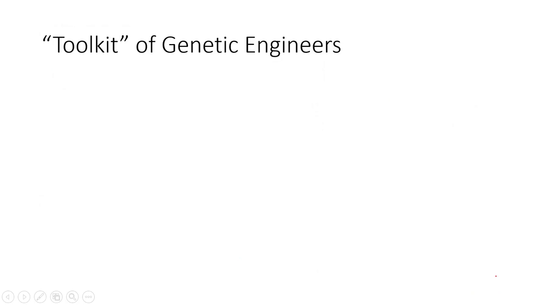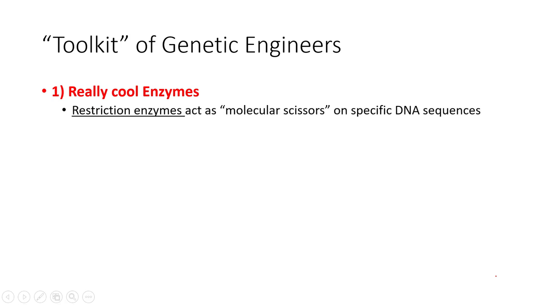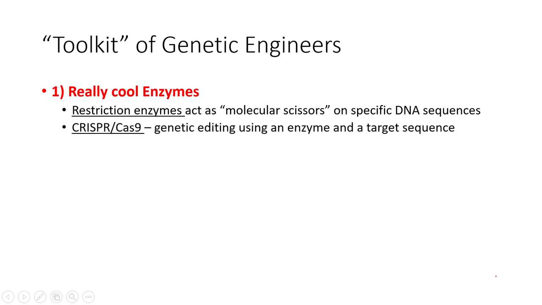There's lots of things in the toolkit of genetic engineers. So I broke it down on this slide. One, really cool enzymes. We talked about these enzymes in the last video, restriction enzymes, the molecular scissors of biotechnology, where they can cut specific DNA sequences. This technology, CRISPR-Cas9, has been in the news a lot. If you follow any science news articles, this has been big in the last about 5 years or so.